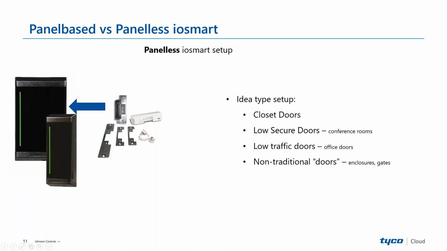Typical setup for panelless doors are closet doors, low secure doors, like conference rooms, for example. You want to secure a conference room so you keep it safe and clean and everything. But you know what? Putting in a full-fledged door is expensive. How about I just put in a panelless door now? I tap my card, the door unlocks for an hour. Low traffic doors, like office doors. Again, most office doors don't have cards. But if I want to secure it, but not more than that, I can use this.